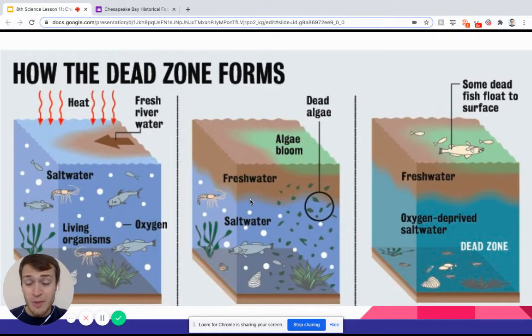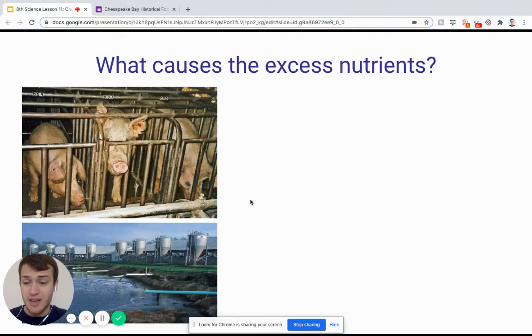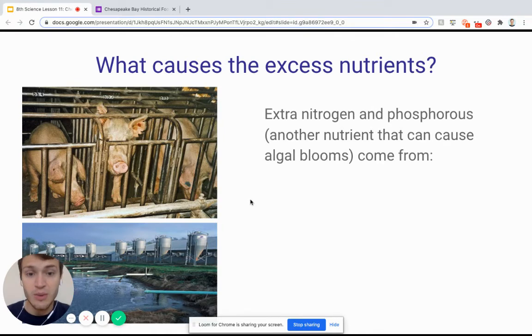But where are these nutrients coming from? The short answer is farms. So extra nitrogen and phosphorus, and phosphorus is another nutrient that can cause algal blooms, come from sewage. Sometimes cities, for whatever reason, dump some sewage into the river. That's always an accident, but it happens pretty often, for a specific reason, and I can talk about that reason another time.